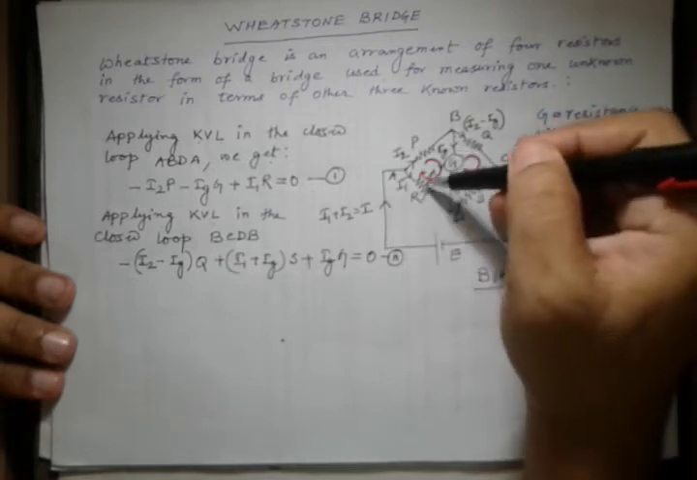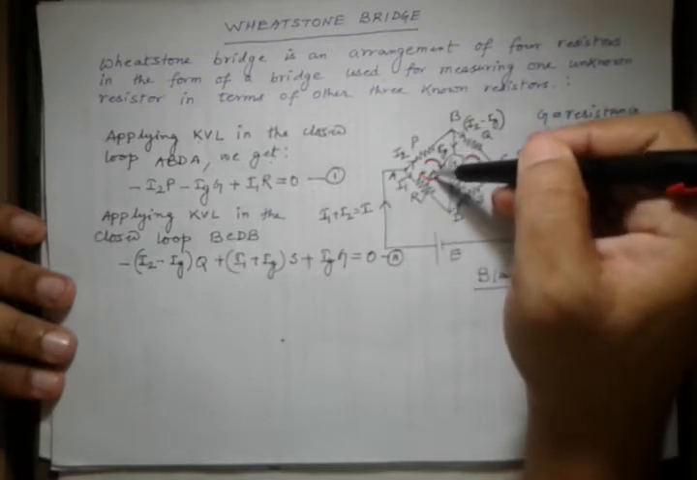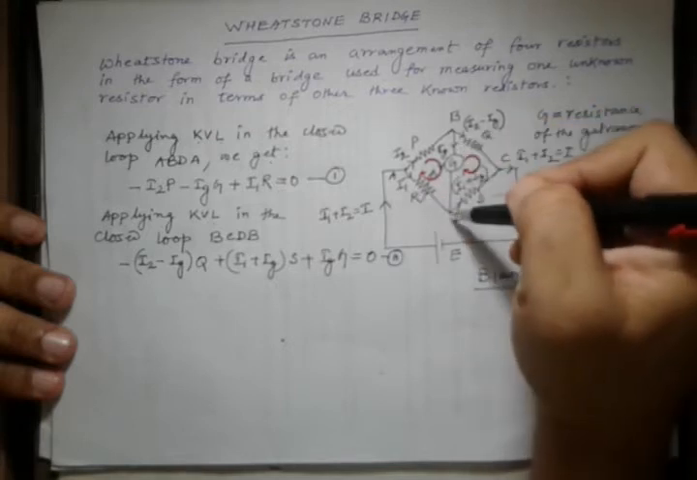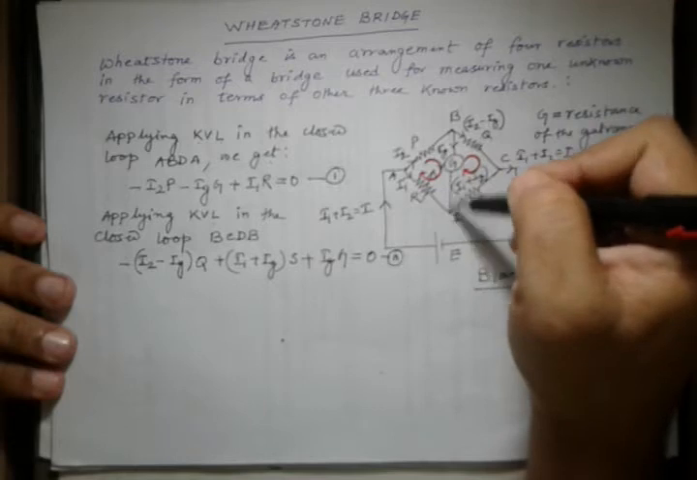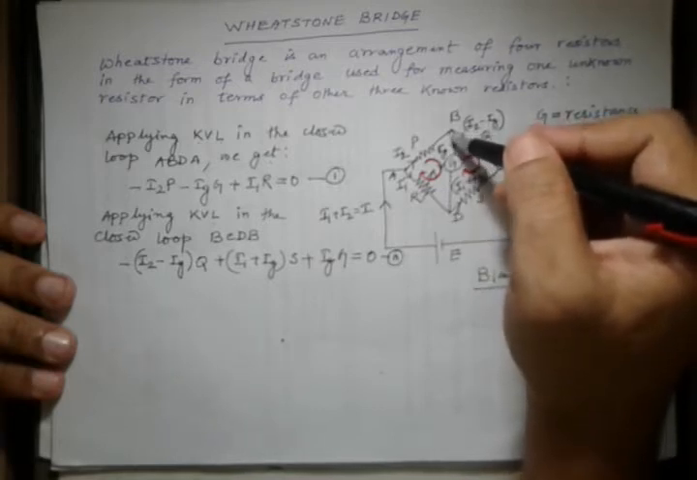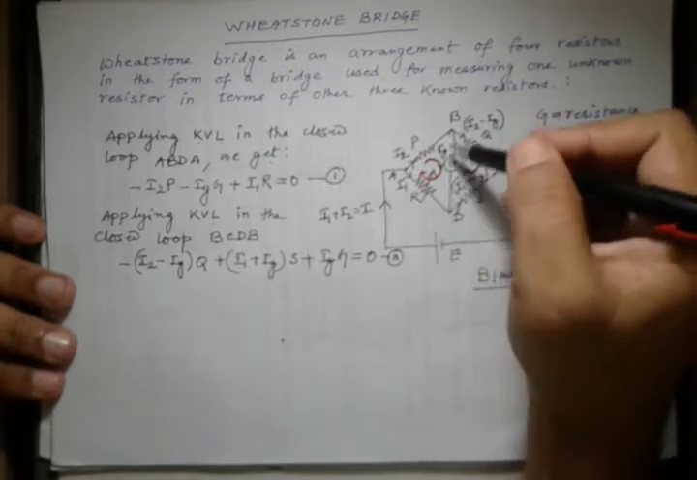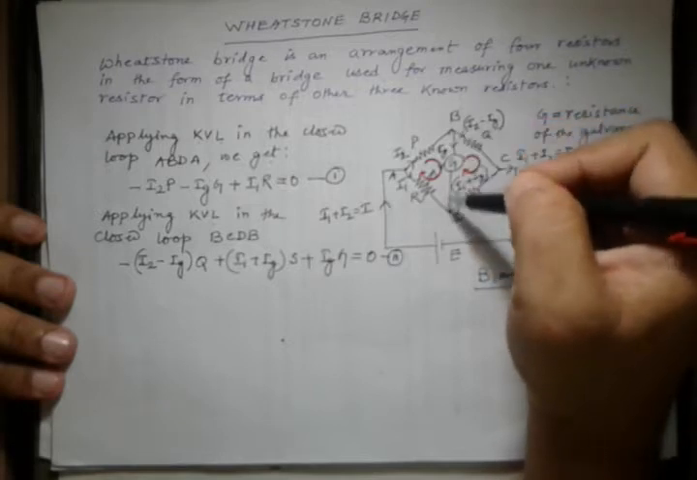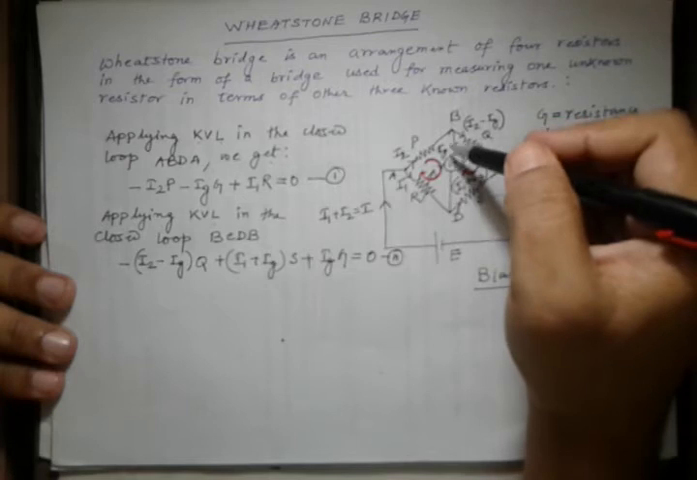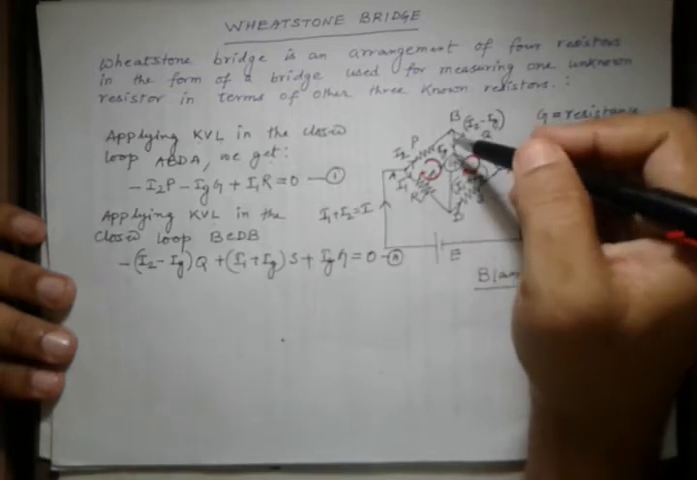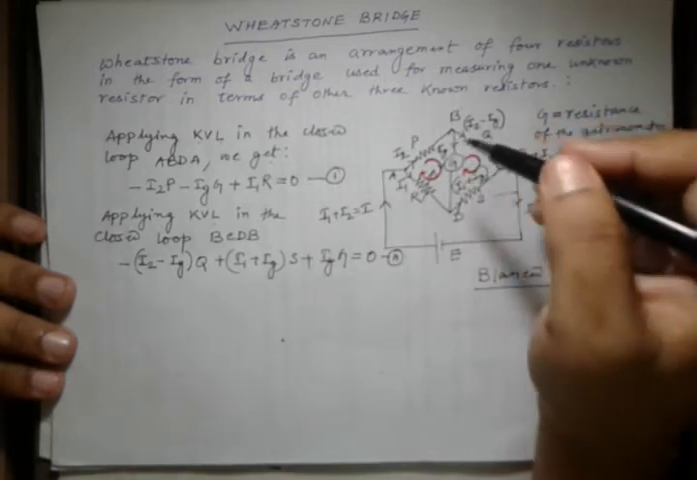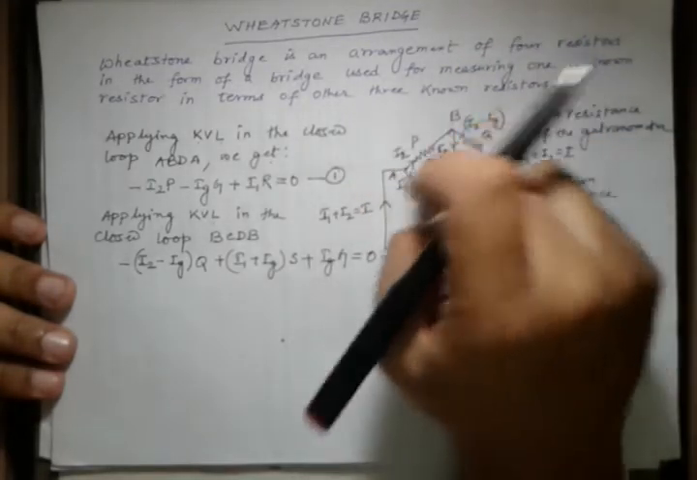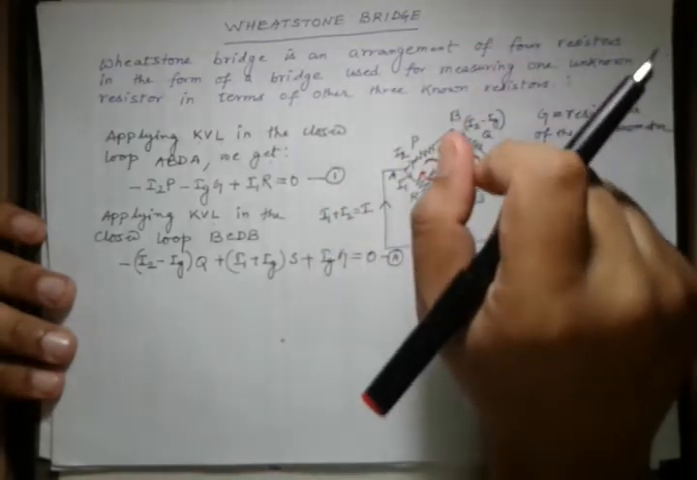So we'll adjust this R value in such a way that the potential at B and the potential at D will be the same. We know already that if there is a potential difference, the current will flow. If the potentials are the same, then what will happen? No current will pass through this galvanometer. That condition is known as the balance condition. So you have to find the balance condition for this, and then we'll find the relation between P, Q, R and S, so that we can find the unknown resistance.